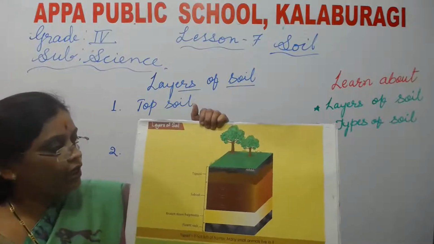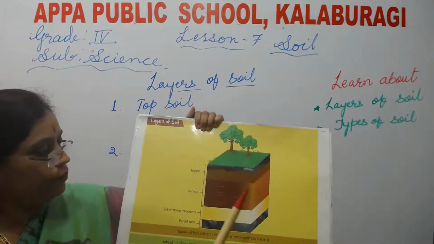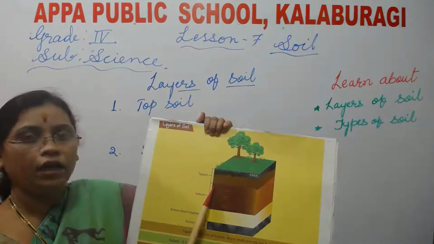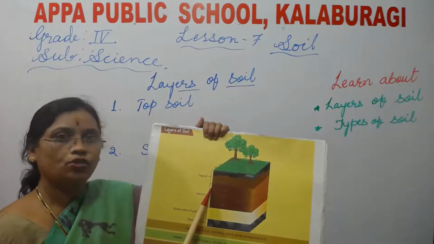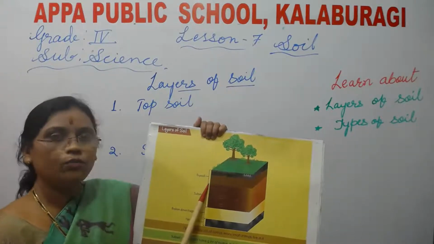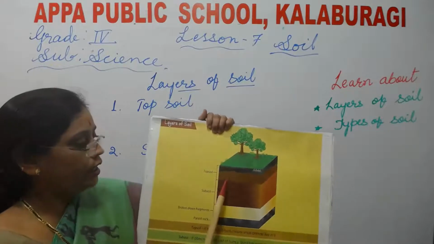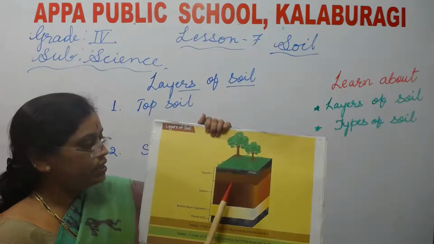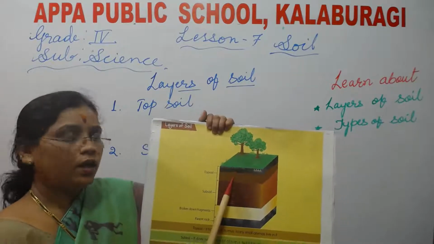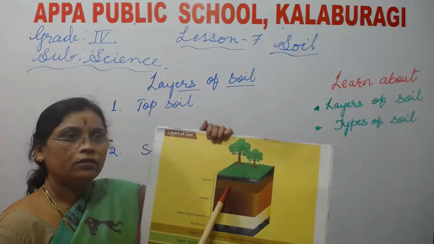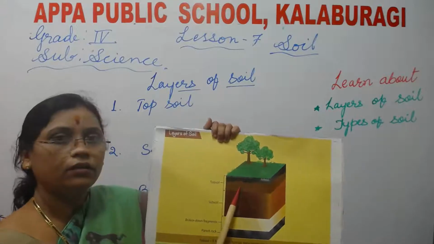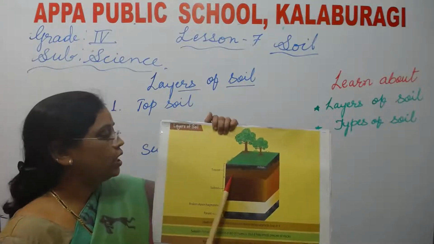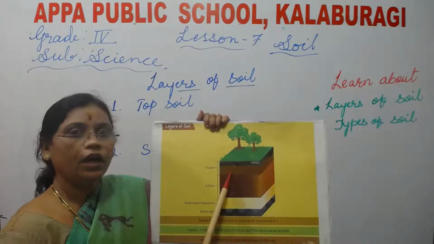We will learn about the topsoil first. The topsoil is the outermost layer of the soil. It is a few inches thick, and see the color. It is dark in color. Why is it dark, children? Can you guess? Because the topsoil contains humus.